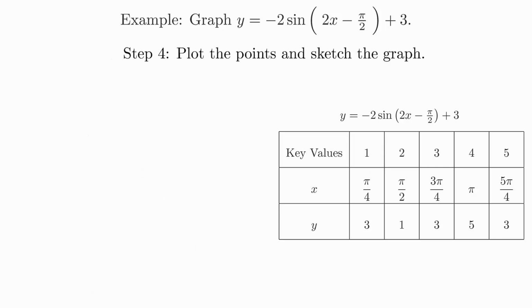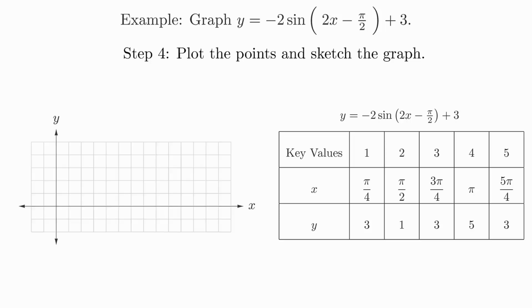Lastly, we plot the points and sketch the graph. When setting up the graph, it is important that the axes are chosen well. We want to pick a spacing in both directions that makes sense for the points that we need to graph. In this case, we have an x spacing of pi over 4 that we will need to work with, so we will make sure our graph is set up that way. For the y direction, we can make each step 1 unit. And now we can plot the points.